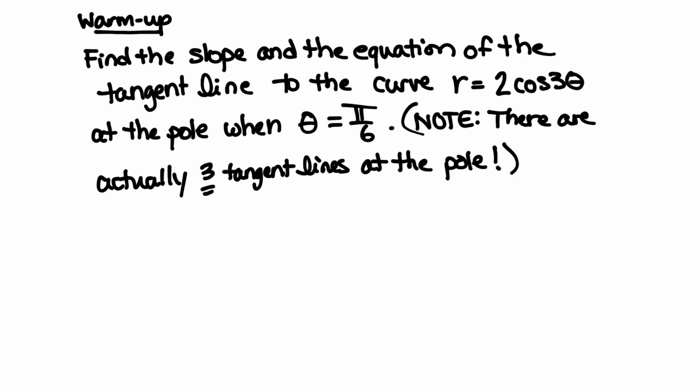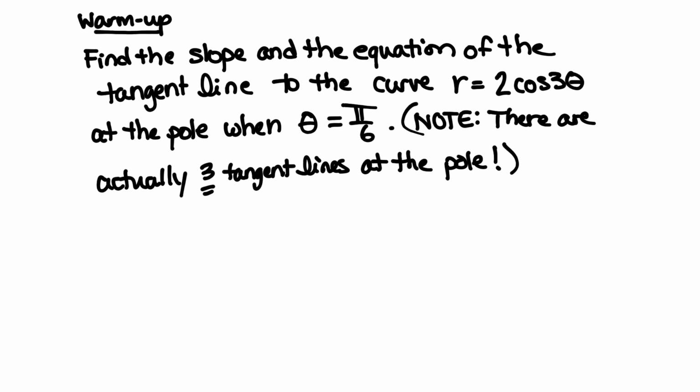Rose curve, right? r equals 2 cosine 3 theta. It's a rose curve with 3 petals. And I want to find the tangent line at the pole. Well, my curve has a tangent line here, and here, and here. So I specifically want you to find the one when theta is pi over 6.